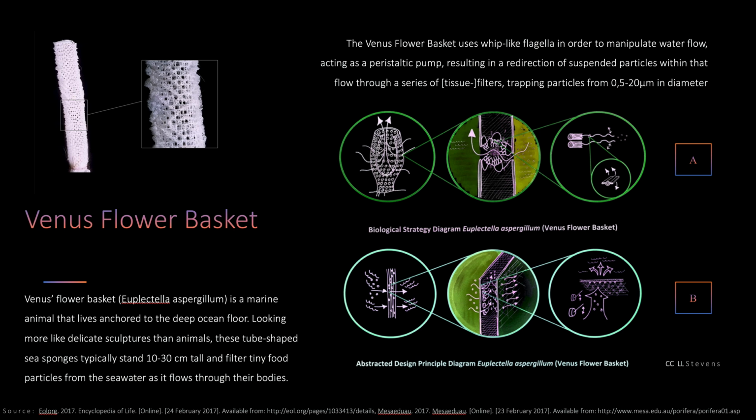Then you go on to the abstracted design principle and try to take out that biology. Now, how do you do that? Here it's kind of in a schematic way, but for you, we're going to go through this step by step.